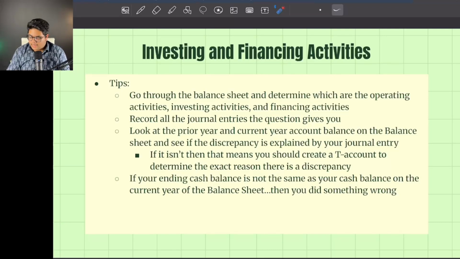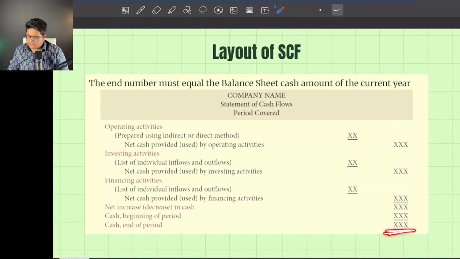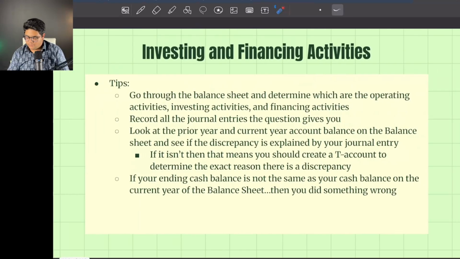If it's not, then I would recommend creating a T account to determine the exact reason why there's a discrepancy. I would strongly recommend going through the in-class activity or just watching the video lecture for that, because the professor explains it better than I do. And also, if your ending cash balance is not the same as your cash balance on the current year of the balance sheet, you did something wrong. So if this number is not the same as the current year of the balance sheet, you've got to do it again.